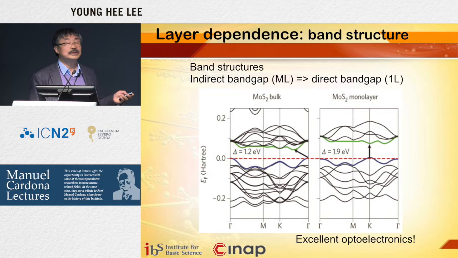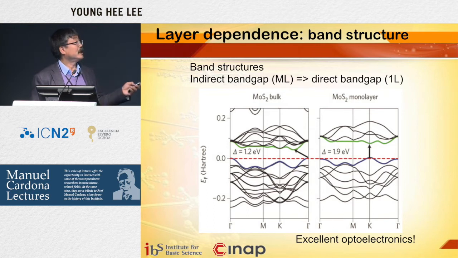Another interesting phenomenon is this band structure. For bulk MoS2, we do have this indirect band gap. But when you have a monolayer, we have this direct band gap. So the transition from indirect to direct is a great advantage for having very powerful optical properties.